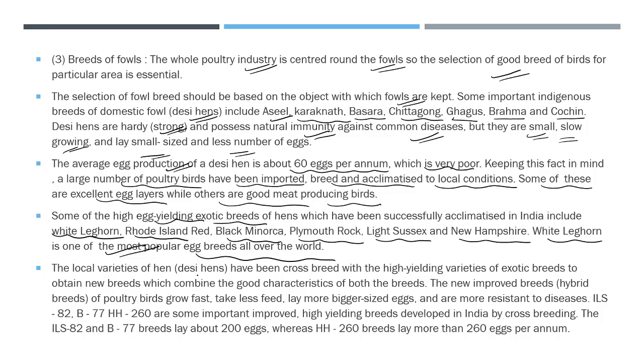The local varieties of hen, desi hens, have been crossbred with high-yielding varieties of exotic breeds to obtain new breeds which combine the good characteristics of both the breeds. The new improved hybrid breeds of poultry birds grow fast, take less feed, lay bigger size eggs, and are more resistant to diseases. Their weight is also very high, and some of them are imported to increase the high-yielding breeds developed in India by crossbreeding.